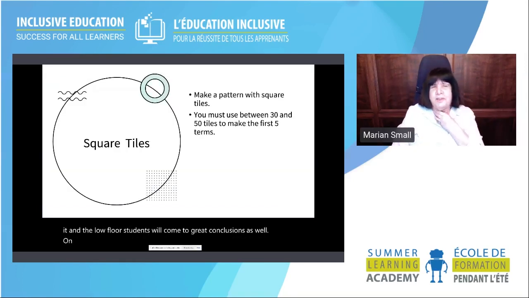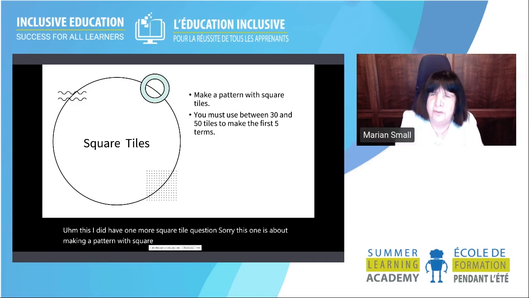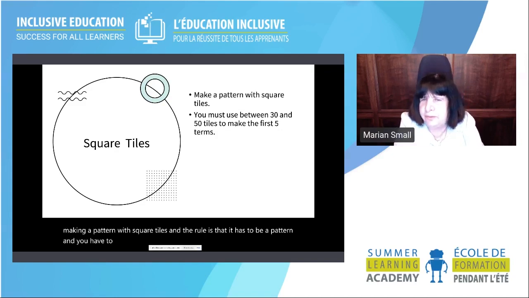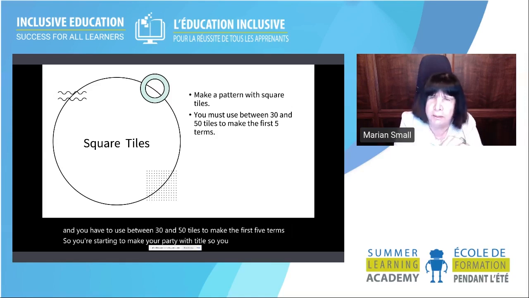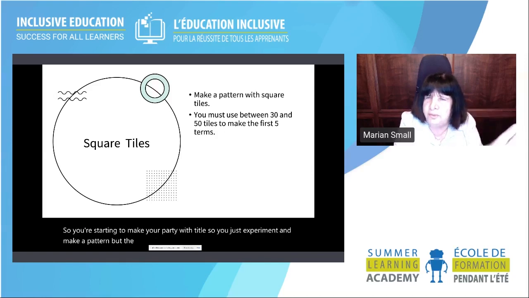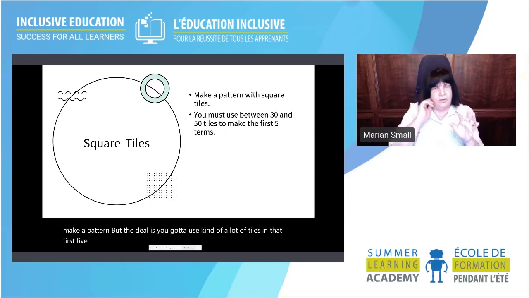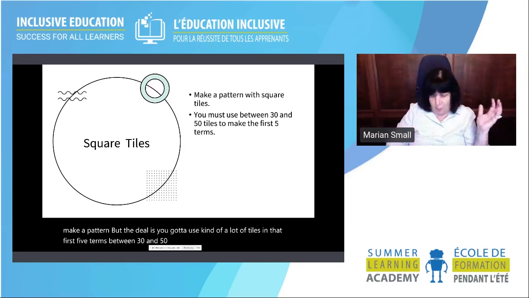I did have one more square tile question, sorry. This one is about making a pattern with square tiles. And the rule is that it has to be a pattern, and you have to use between 30 and 50 tiles to make the first 5 terms. So you just experiment and make a pattern. But the deal is you've got to use a lot of tiles in those first 5 terms, between 30 and 50, or else that's not a pattern I want to see.